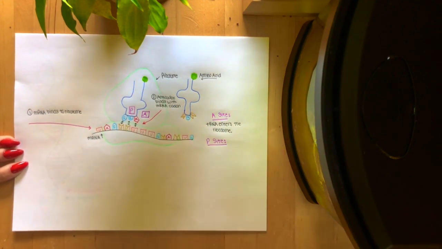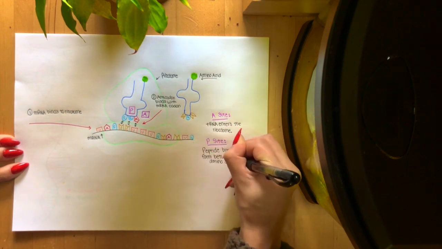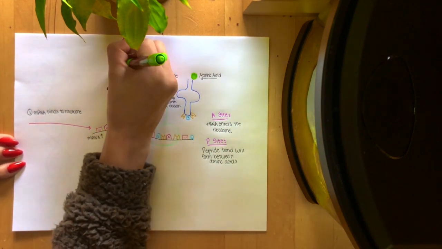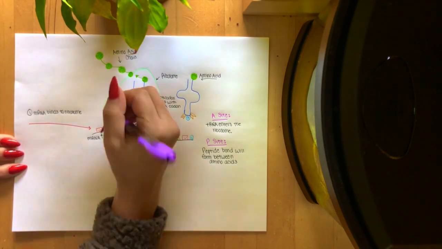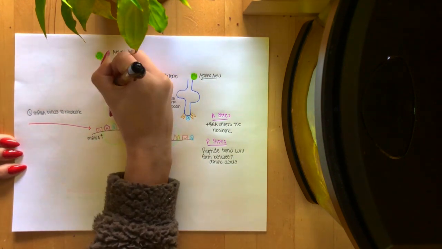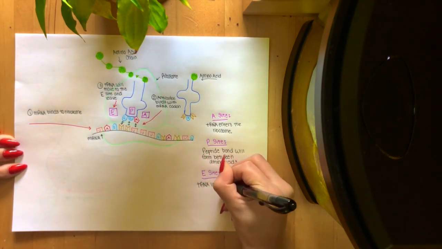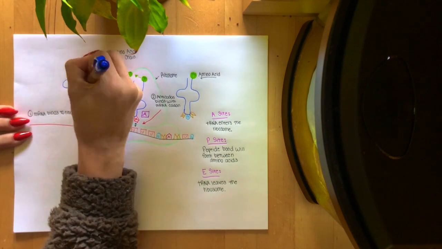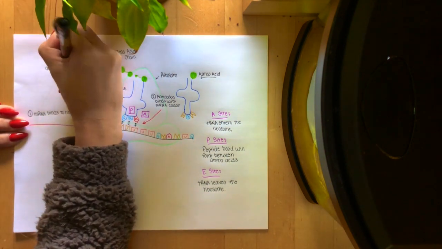Then, tRNA will go to the P site. The P site is where peptide bonds form between amino acids. tRNA then makes its way to the E site, where it will exit the ribosome. It will then go and retrieve another amino acid to repeat the process.